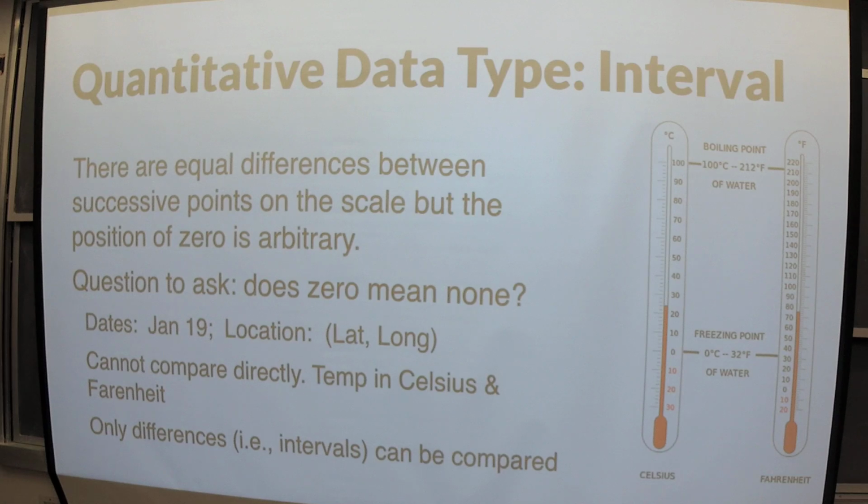So if you have an interval scale, you really should only compare differences, but not calculate ratios. It isn't meaningful to say that if we have a 100-degree day, it is twice as hot as a 50-degree day, right? That doesn't make sense.